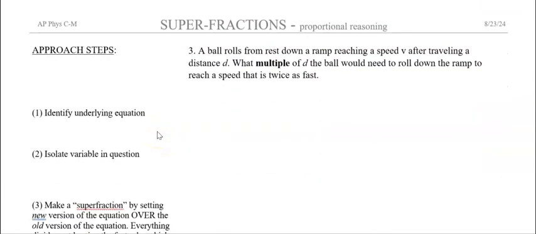Let's keep moving on. Number 3. A ball rolls down a ramp, from rest I should say, reaching a speed v after traveling a distance d. And it wants to know what multiple of d the ball will reach if it were to roll to a speed that is twice as fast. So by what factor, what multiple of d, those are really the same command that it's asking us to do, these superfractions. And so with this one, we're going to have to identify the appropriate equation.